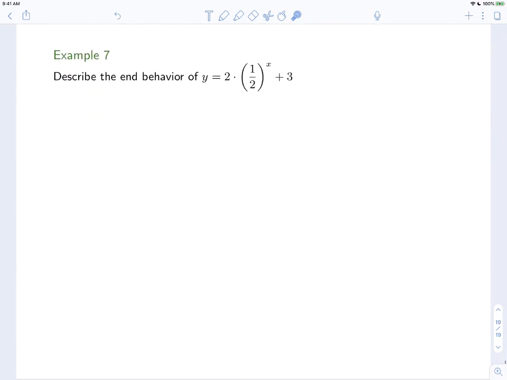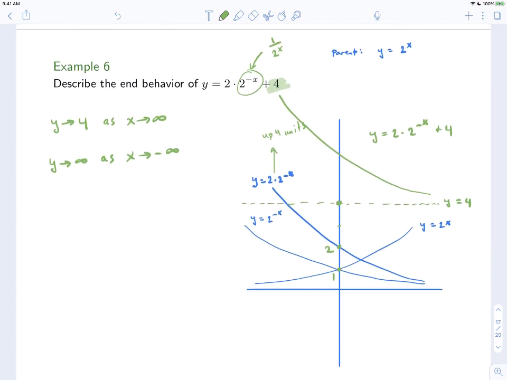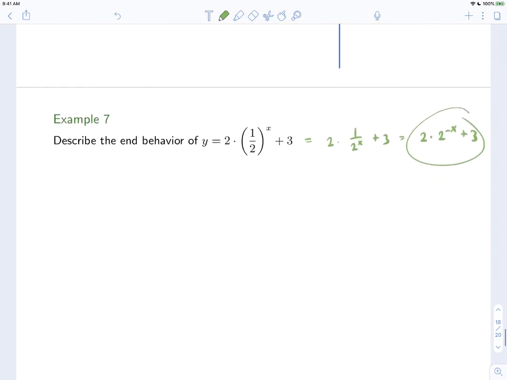What about this example? y equals 2 times 1/2 to the x plus 3. Well, this example is not much different than the last example, because in fact, this is 2 times 1 over 2 to the x plus 3, which is 2 times 2 to the negative x plus 3. So this example is almost exactly the same as the last. The last example is 2 times 2 to the negative x plus 4. And now we're just doing plus 3.